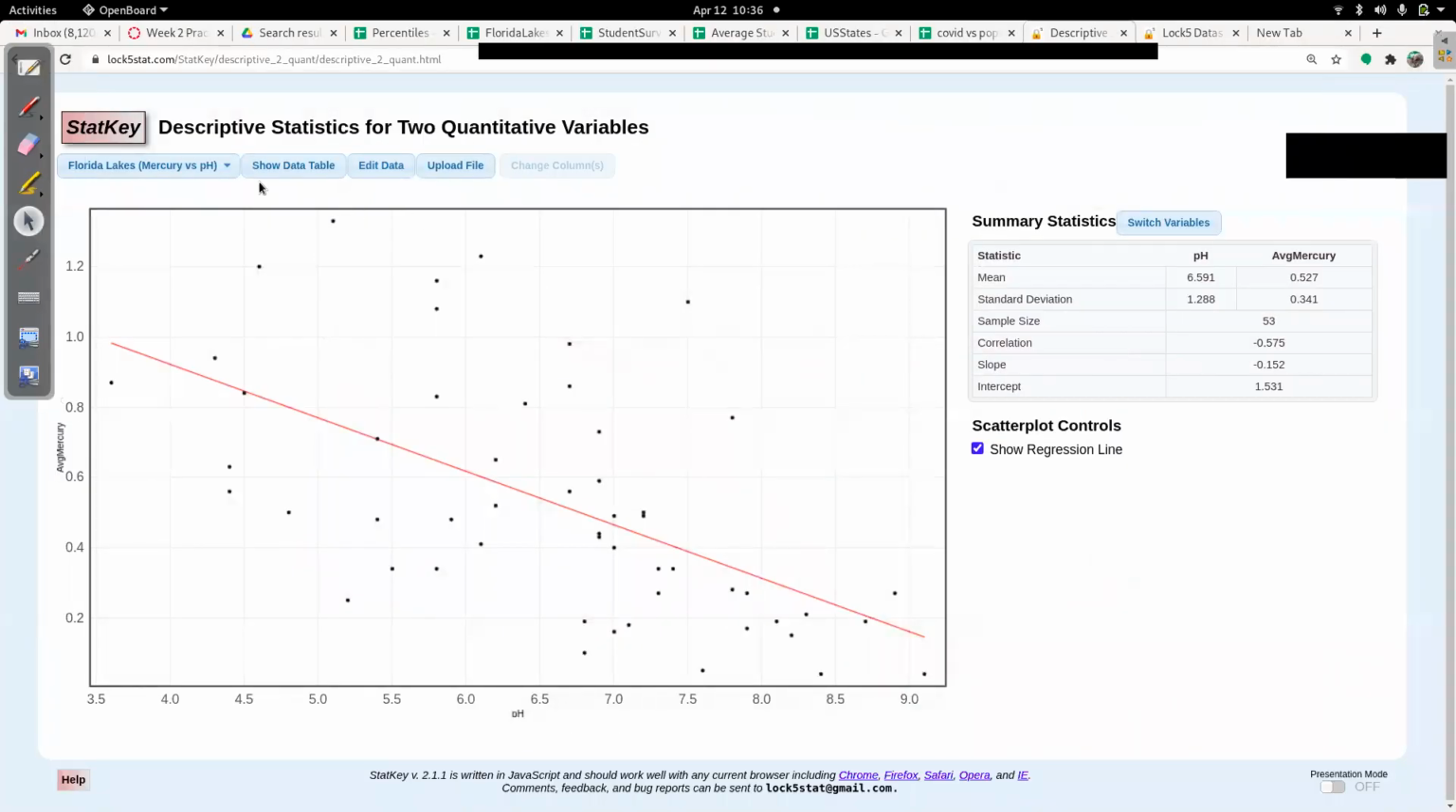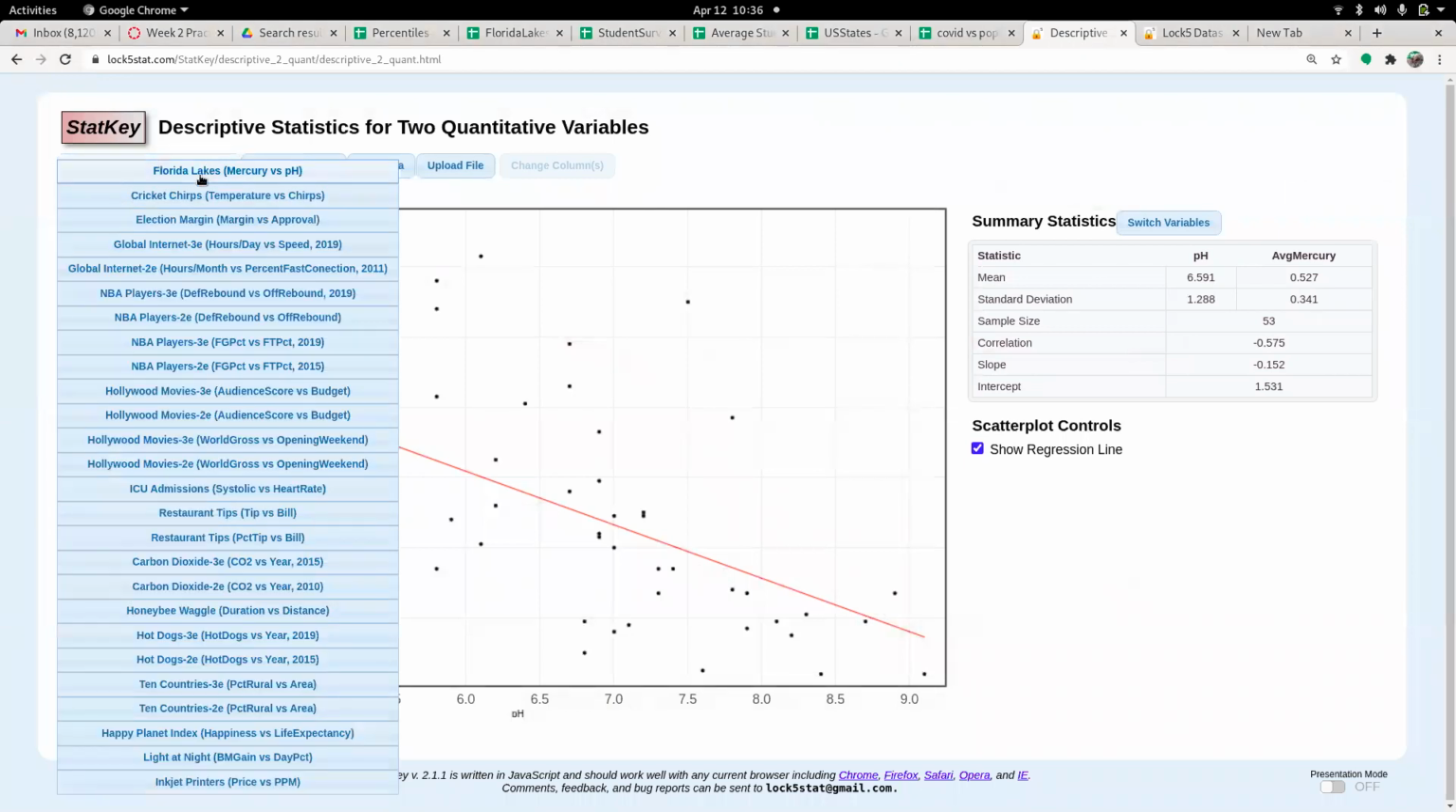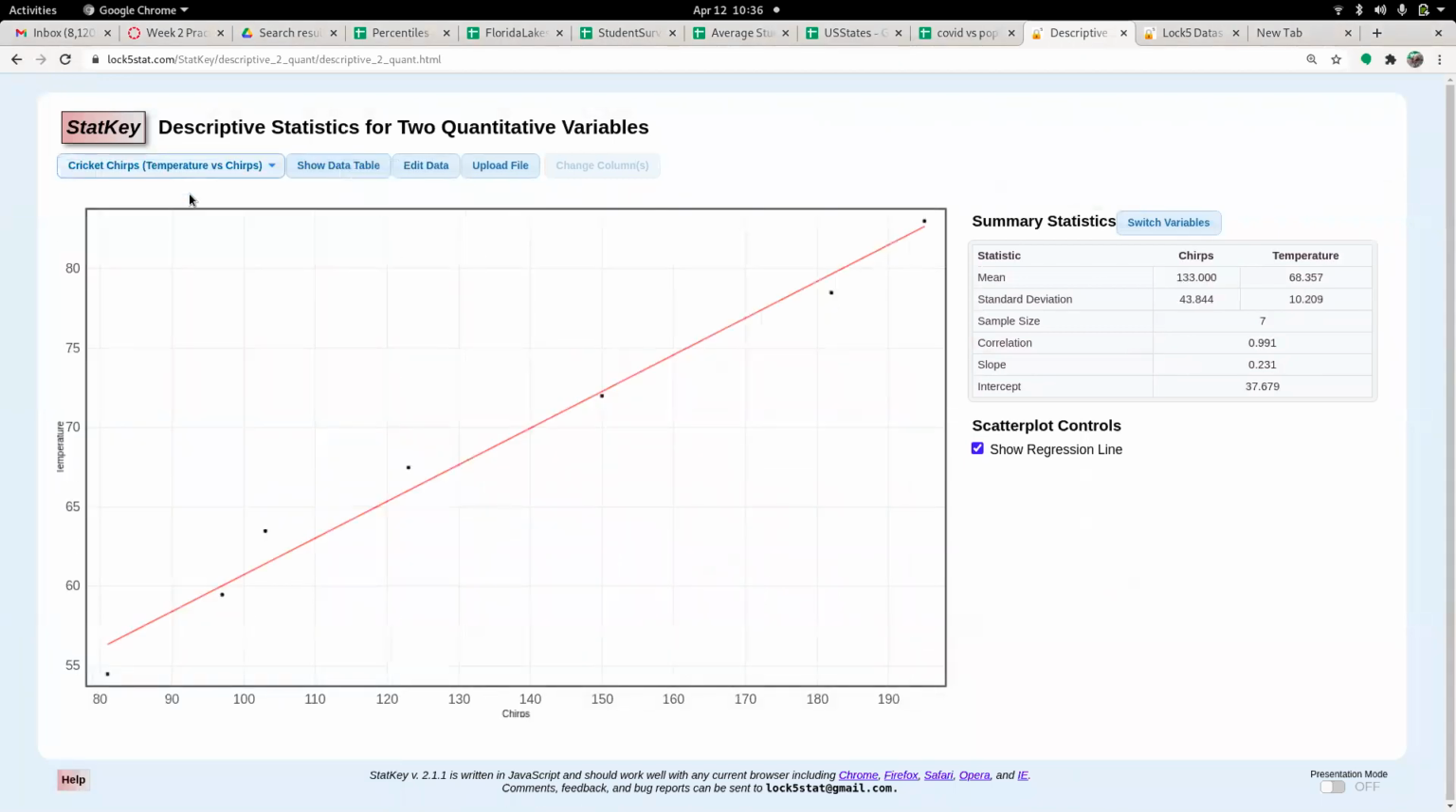And those points kind of line up, but they're pretty cloudy. They have a bunch of other data sets here. So let's look at another one. The cricket chirp ones is pretty cute. So some researchers, many researchers have looked at this.